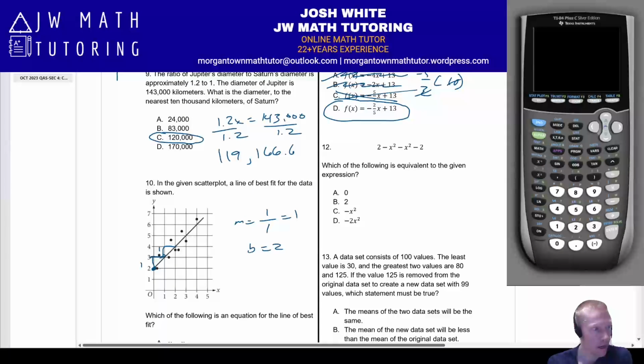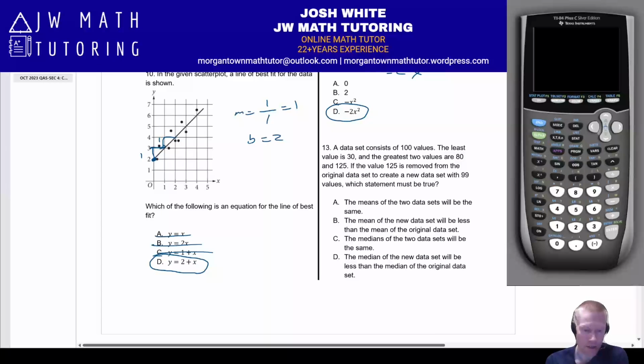All right, in 12, you're just basically being asked to simplify or really combine like terms for this expression. So notice that 2 minus 2 is 0, so those cancel out. Negative x squared minus x squared is just negative 2x squared. So correct answer is going to be letter D. And that's it. No more work needed for that one.